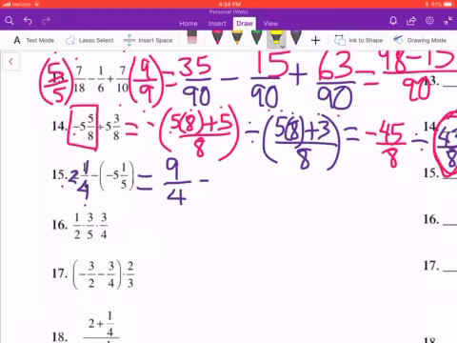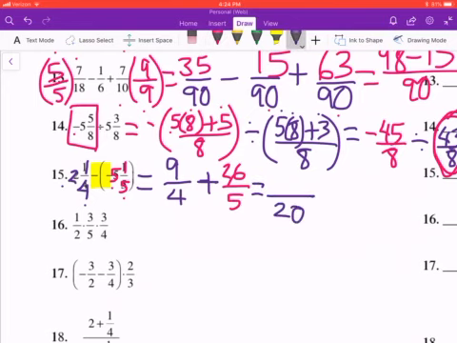And actually we could take care of that problem right here, negative and negative. That's going to give us a positive. So then here we're going to multiply 5 times 5 and then add 1. So 5 times 5 is 25 plus 1 is 26. 26 divided by 5. Now here we know right away that the common denominator is going to be 20.